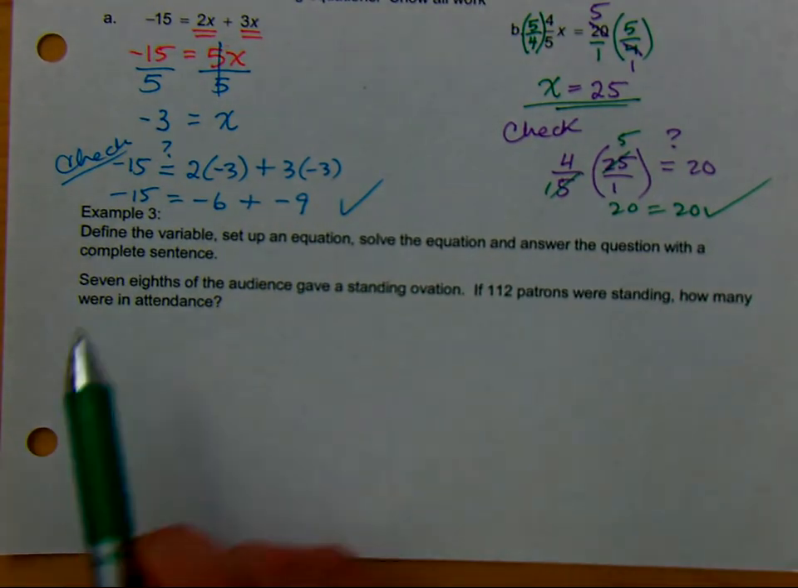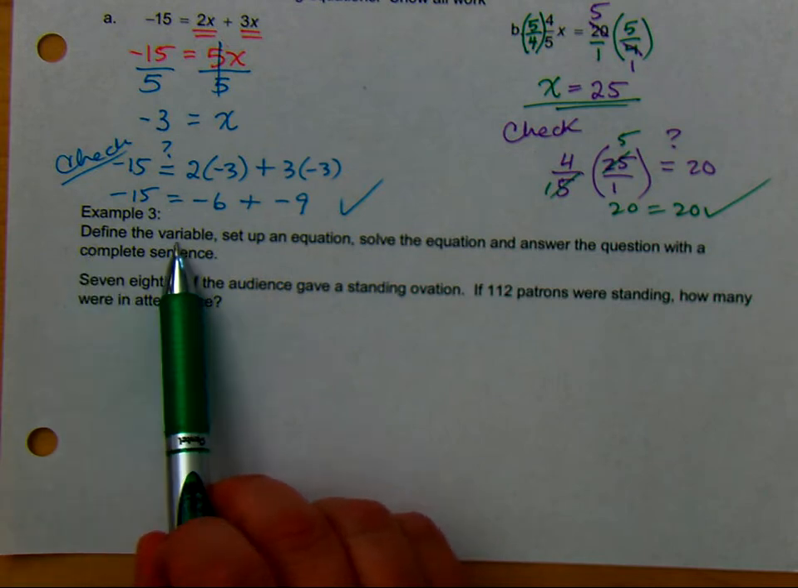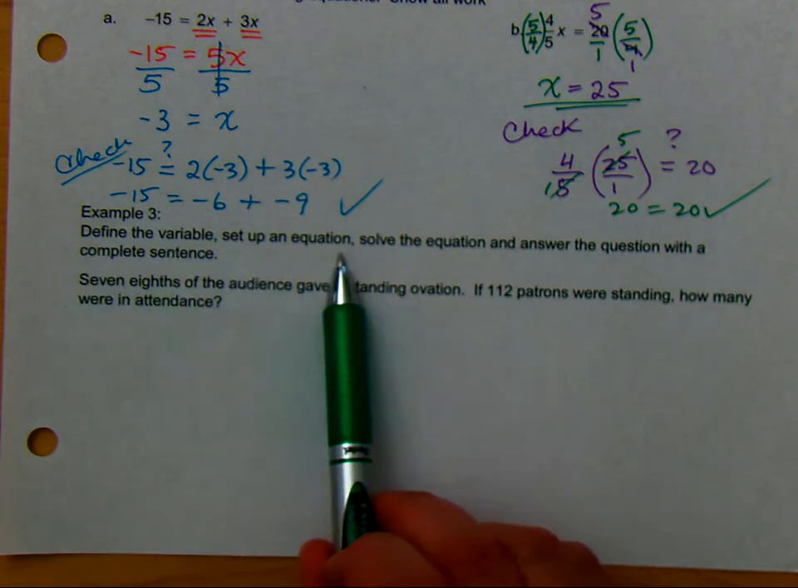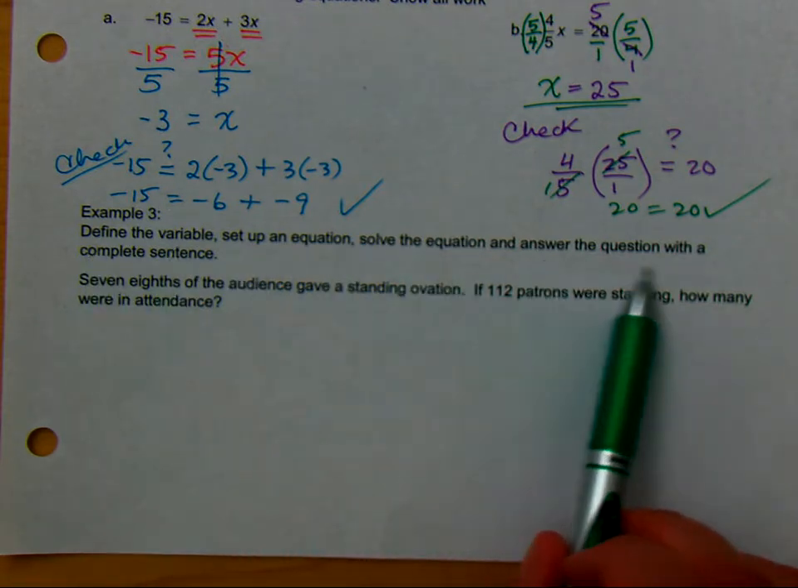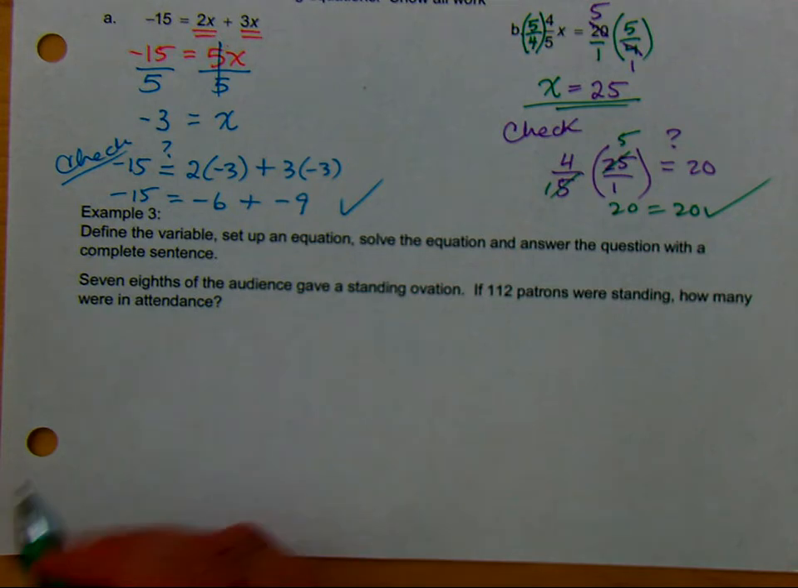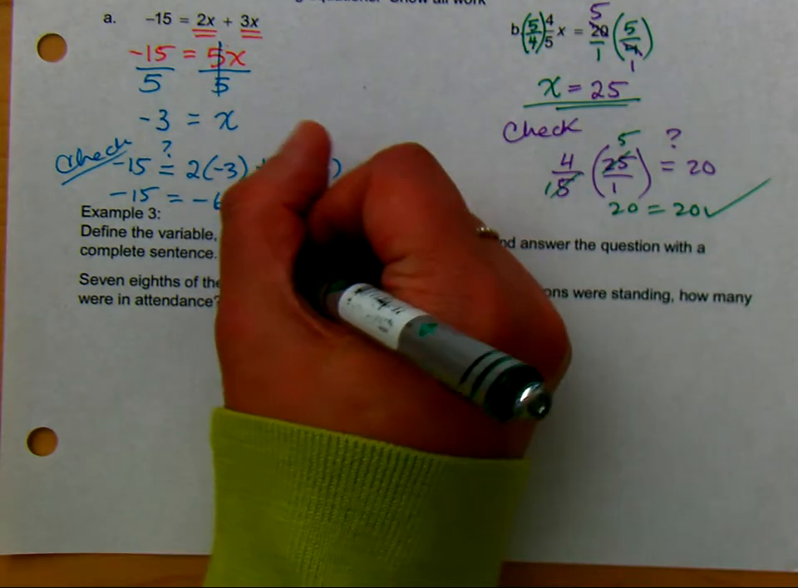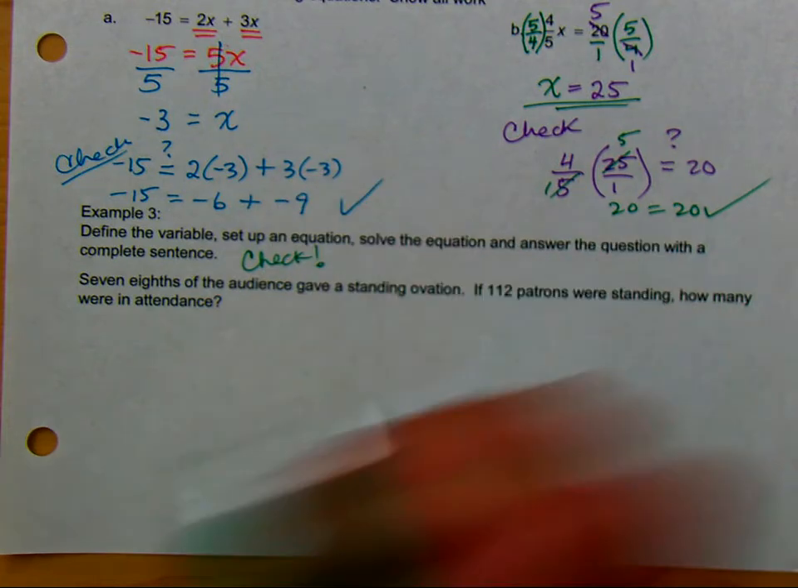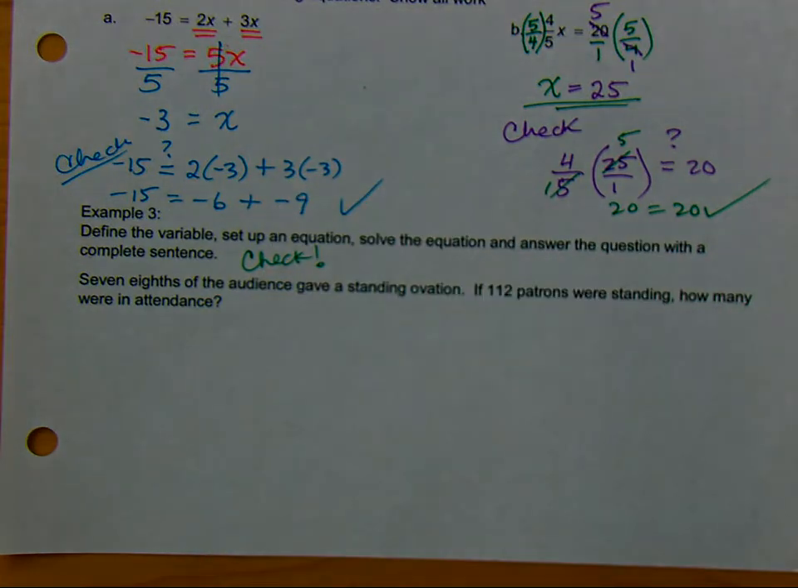Okay, all right. So for this one, define the variable, step 1. Set up an equation, solve the equation, answer the question in a complete sentence, and then what are we adding to the end? We're always going to add our check. Okay, because somebody asked me the question, when are you going to use this in your real life? Well, you can use checking in your real life, right? You always want to check things.